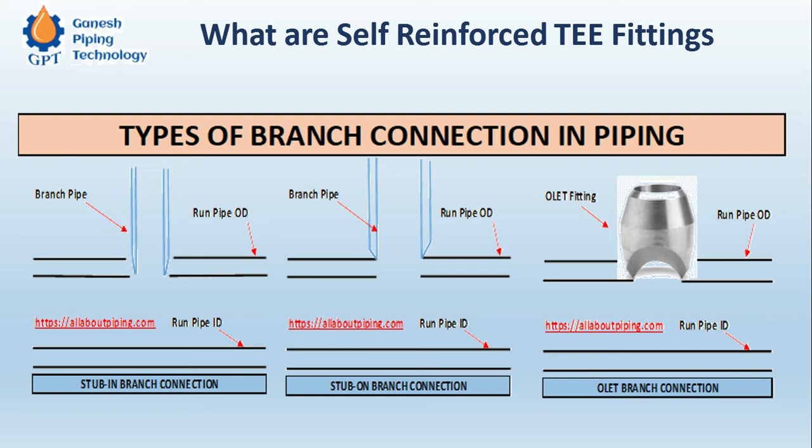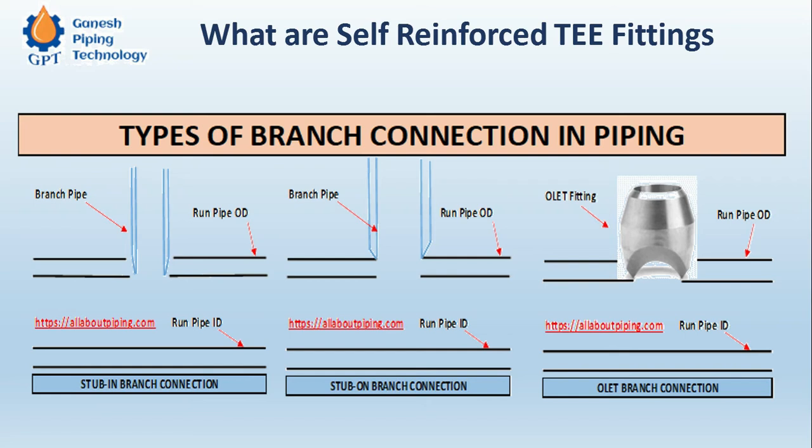and not only the calculation, but it has to be monitored closely during the fabrication stage, that whatever reinforcement pad is calculated as required for some joint, whether it has been applied or not. So that is a tedious job. So to avoid that, we go for the OLED fitting, so that reinforcement is done by the fitting itself. Reinforcement means compensating whatever loss of material takes place because of the drilling operation on the header.